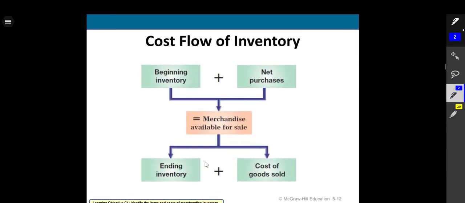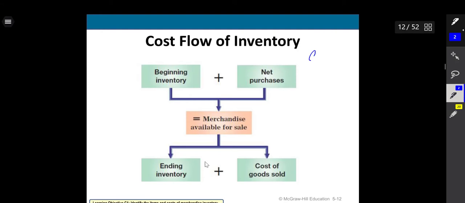But I want to look at this cost flow of inventory. This is a really good slide because it shows you the actual formula. Beginning inventory plus net purchases equals merchandise available for sale. And ending inventory plus cost of goods sold equals merchandise available for sale.